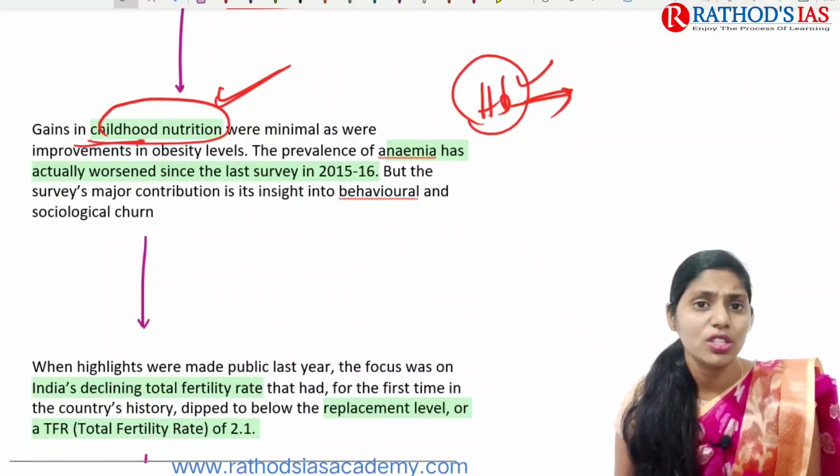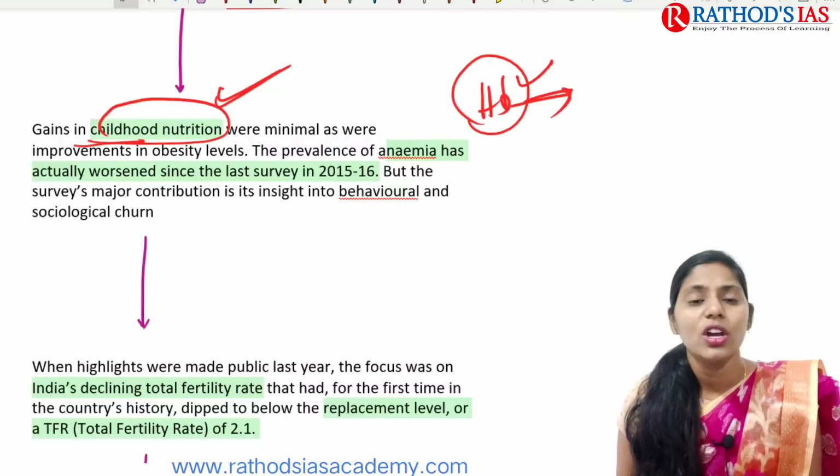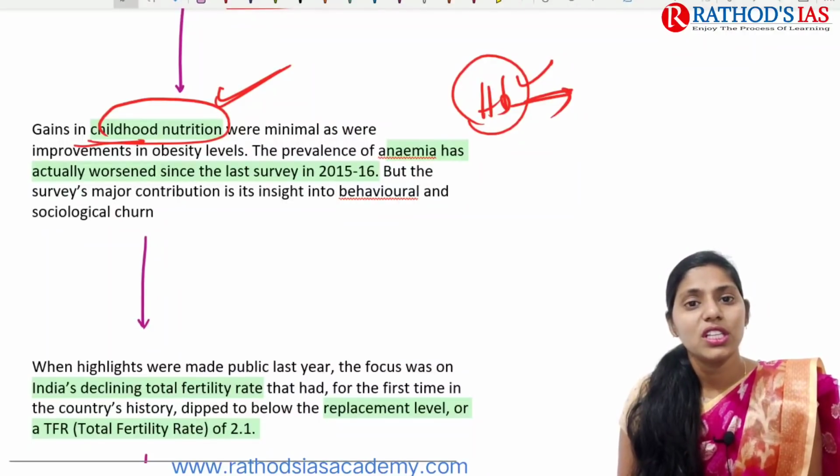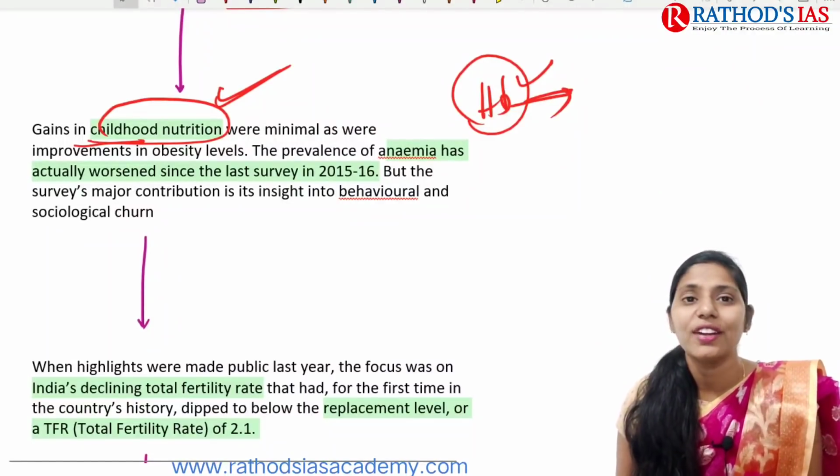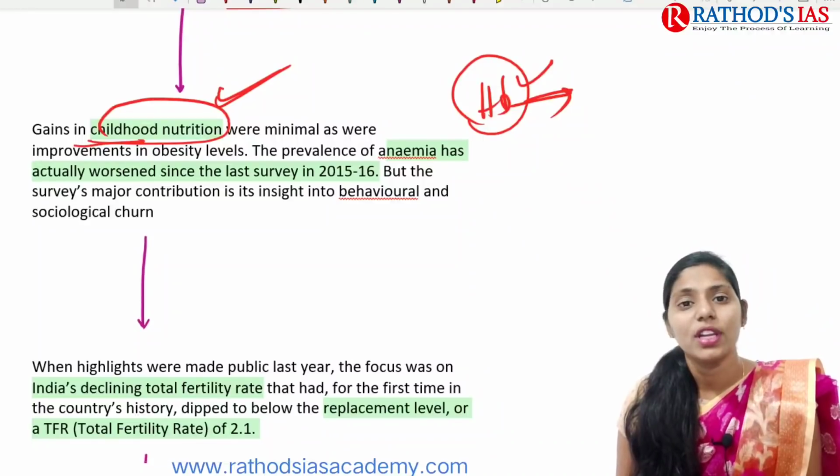Anemia is mainly caused by decreased iron intake. One more cause is decreased absorption: whatever iron we take is not absorbed in our body.